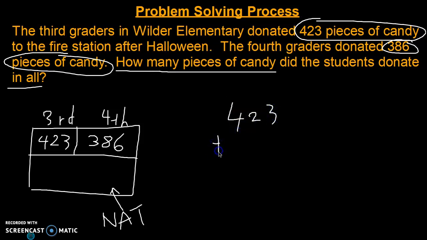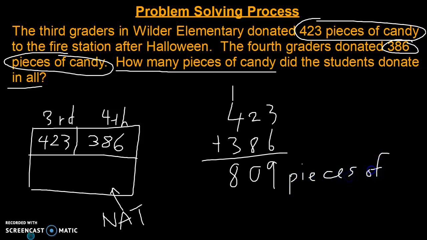423 plus 386. 3 plus 6 equals 9. 2 plus 8 equals 10. Carry 1 on top. 1 plus 4 plus 3 equals 8. So the answer should be 809 pieces of candy.